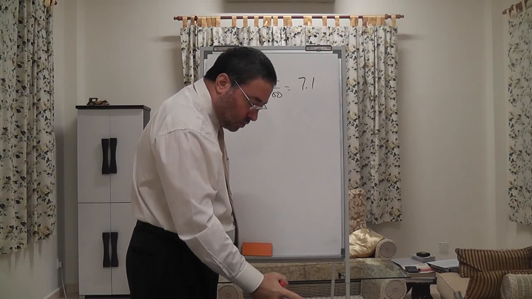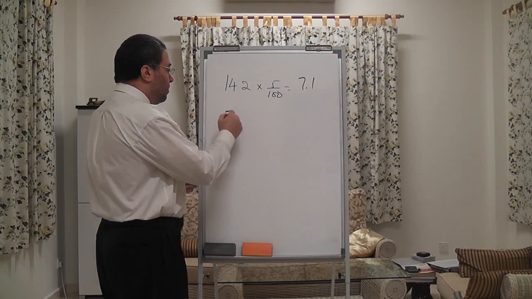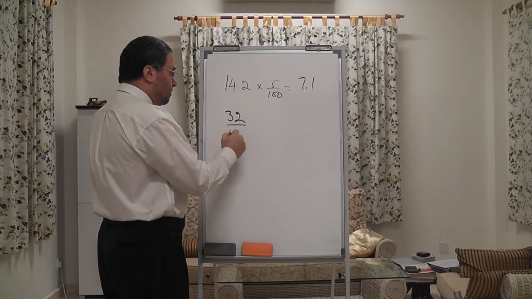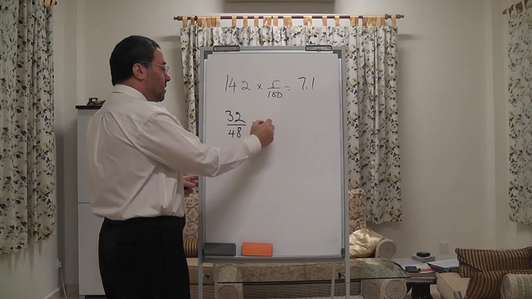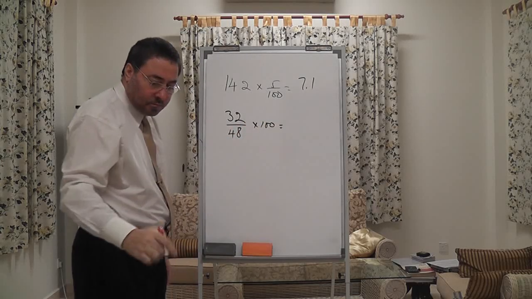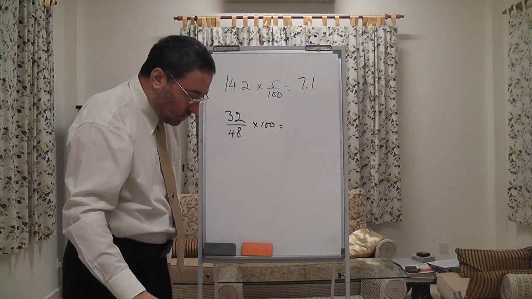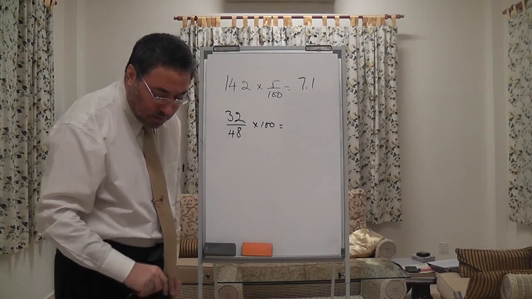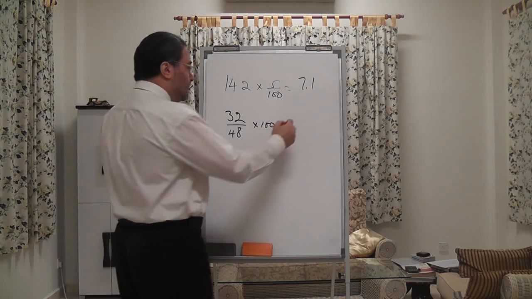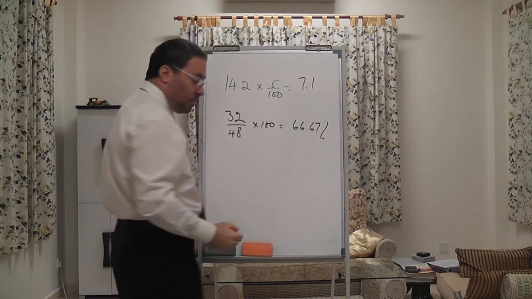Number 10, 32 is what percent of 48? Again, here we are comparing two numbers, and we get the fraction and then multiply it by 100 to make it a percent. 32 divided by 48 times 100, and that's 66.67%. We round this number.